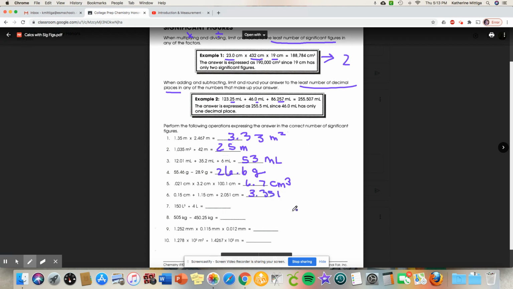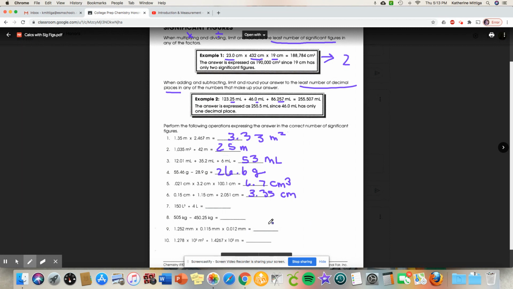3.351 is what your calculator gives you. We want 2 decimal places. This 1 will not round the 5 up. Keep it as 3.35. Centimeters plus centimeters plus centimeters. It's still centimeters. We're not multiplying.